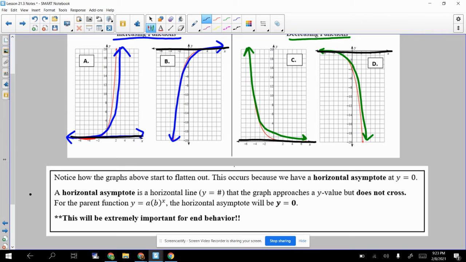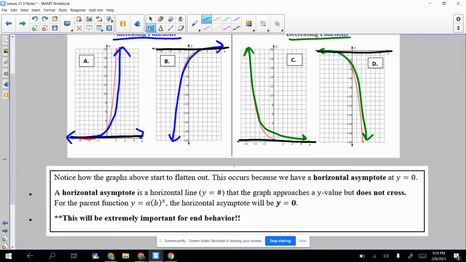So in all of these, your graph is getting closer and closer and closer to 0, but it's never actually touching or crossing it. So it may even look like in some of them that they are touching or crossing, but it's not. It's just getting increasingly closer to that y equals 0 line.